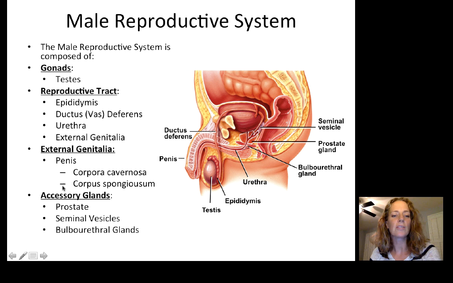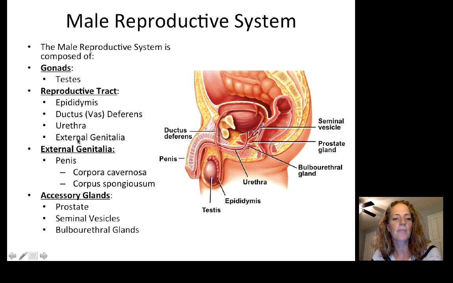So I want to remind you of the anatomy for both the male and the female reproductive system, but we're going to start with the male. So the male reproductive system is composed of gonads. The gonads are the most important organ of the reproductive system. So that is where the gametes are formed. So in males, the gonads are testes. And then from there, the gametes, which in males are the sperm, will travel through the reproductive tract.